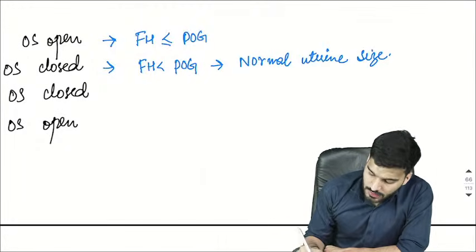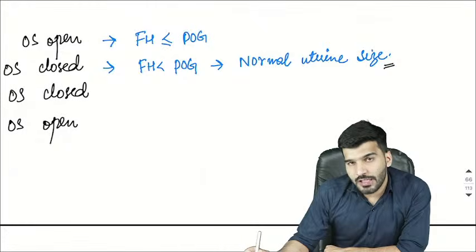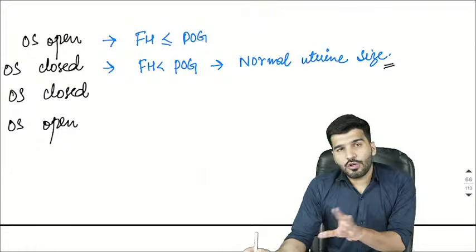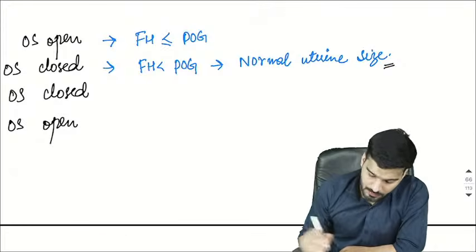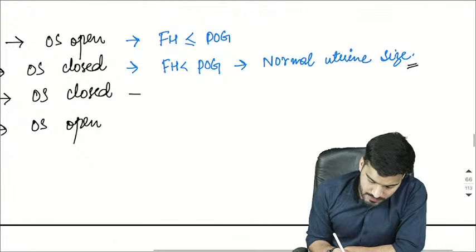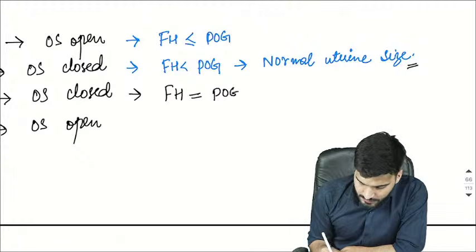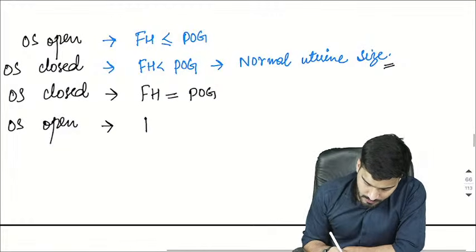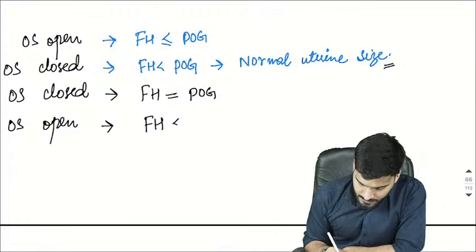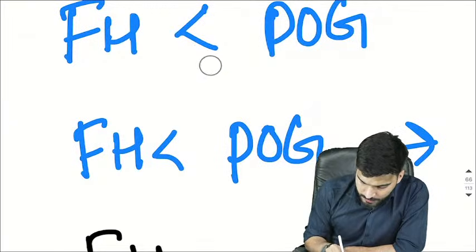What has to be done next in this type of abortion is you go for the USG TVS in order to rule out retained products of conception, RPOC. Now threatened abortion, os is closed. The fundal height is equal to the period of gestation because there is no prolapse of products. And in inevitable abortion, fundal height will be less than or equal to the period of gestation.